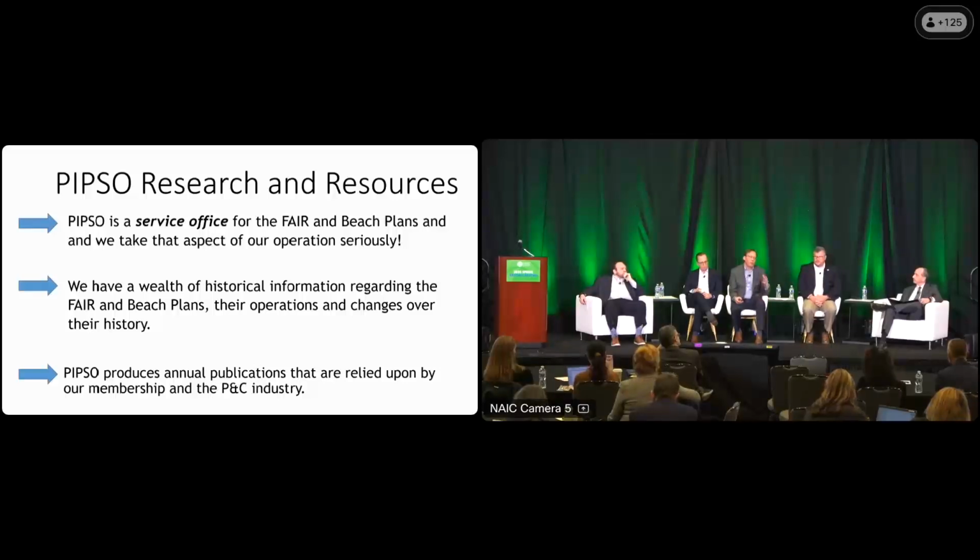So those publications, like the compendium, are purchased by insurance companies. They're used by our own membership. They're often purchased by reinsurers who want more and more detailed information about the plans. We also produce PIPSO reports, which is a statistical report of their results, including premiums earned, written, losses, and aggregate results, which is what you saw as part of that earlier slide presentation.